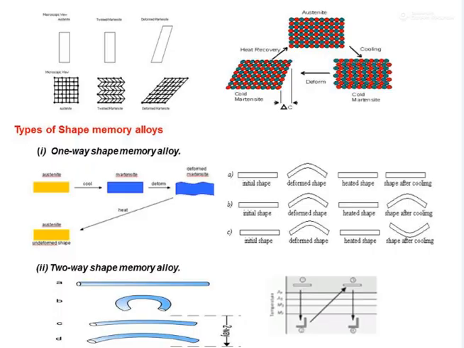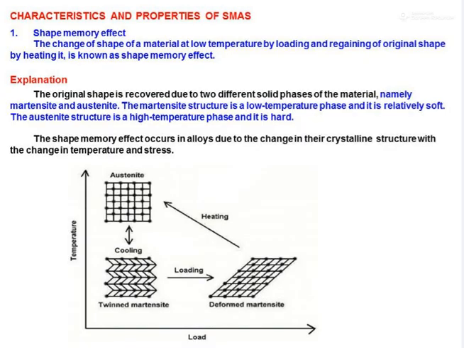Then we move on to the characteristics and properties of SMA. So regarding the properties, the first one is the shape memory effect. The change of shape of a material at low temperature by loading, and regaining of its original shape by heating, is known as the shape memory effect.